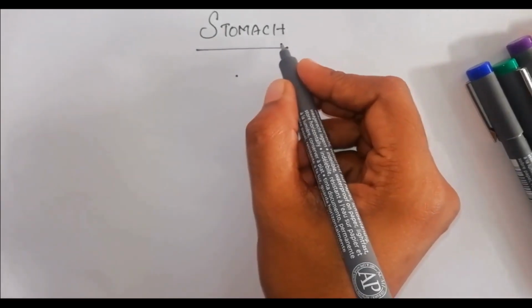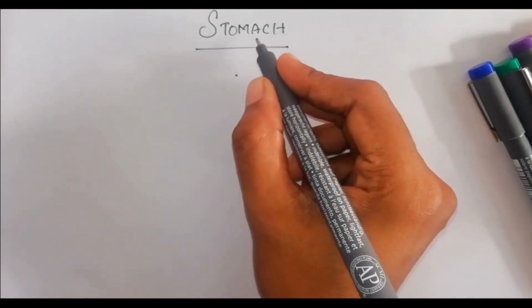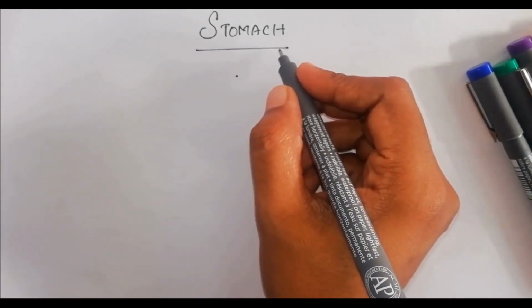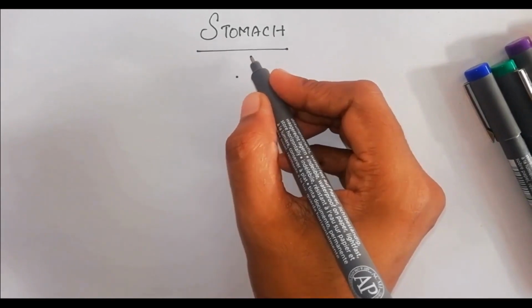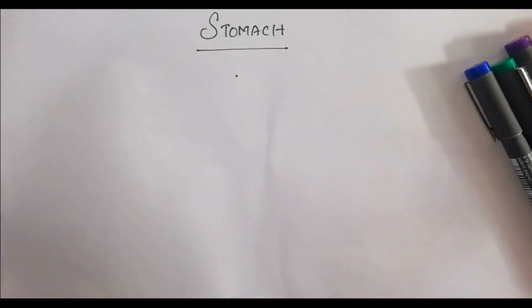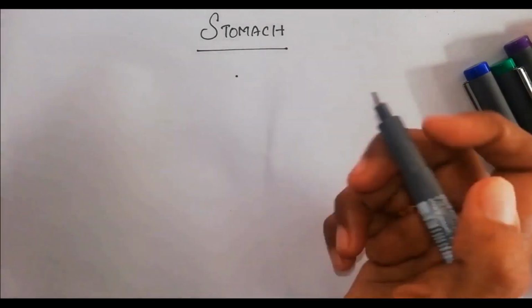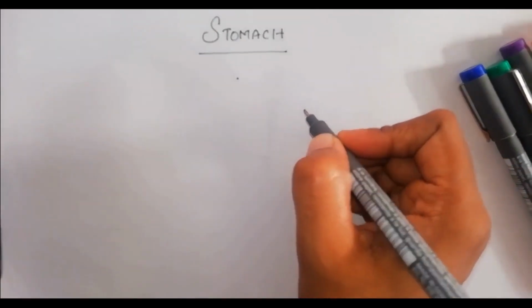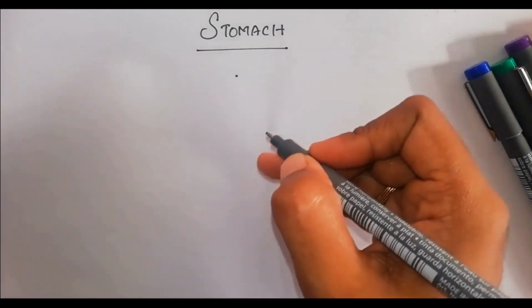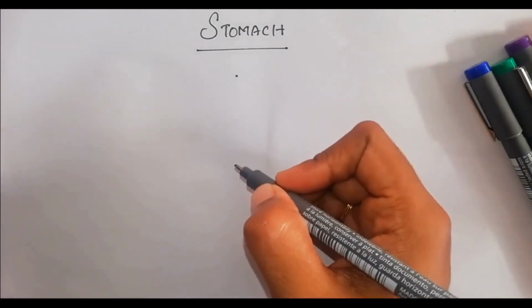So we are going to start with the stomach, which is a proximal part of the digestive tract. To talk about it, it is the most dilated part of the digestive tube, and it intervenes between the esophagus and the duodenum. So between the small intestine and the esophageal tube we have got our stomach.